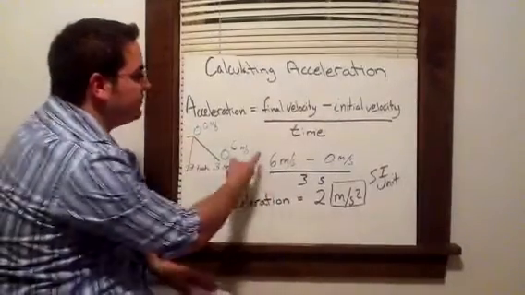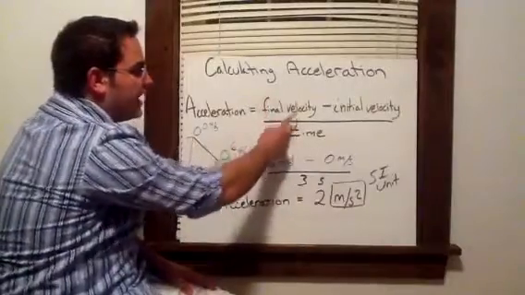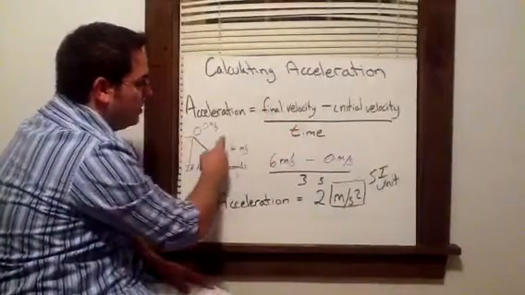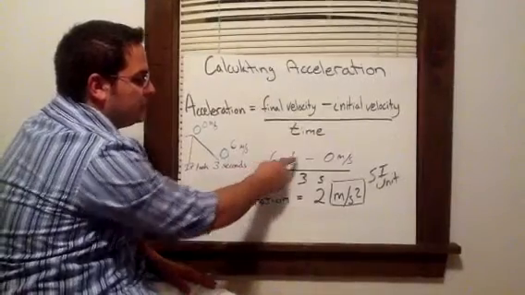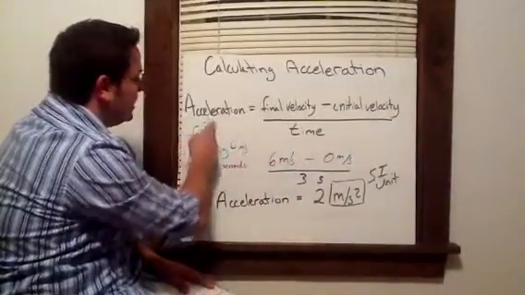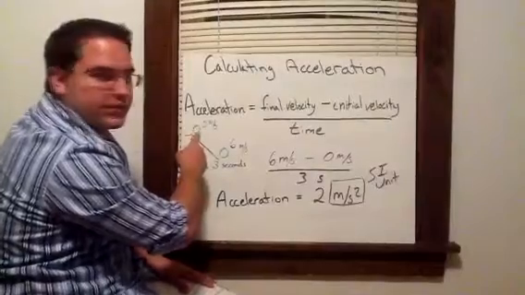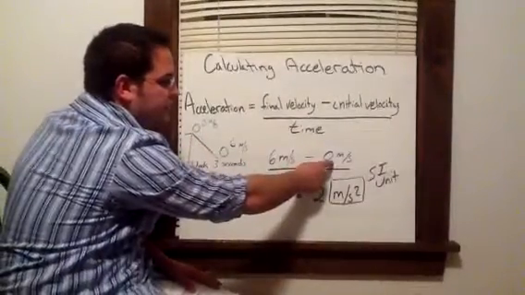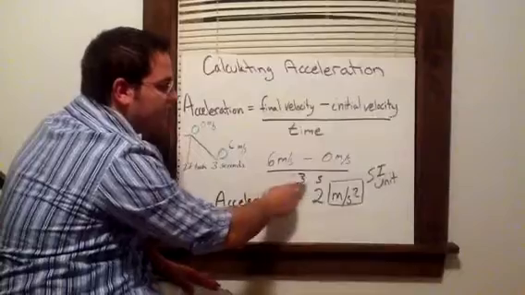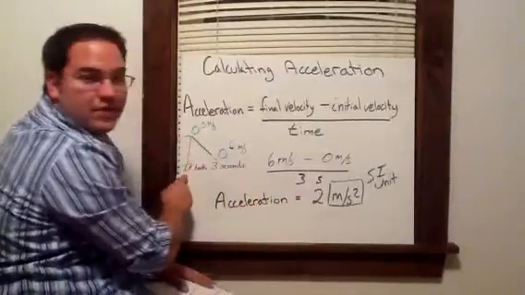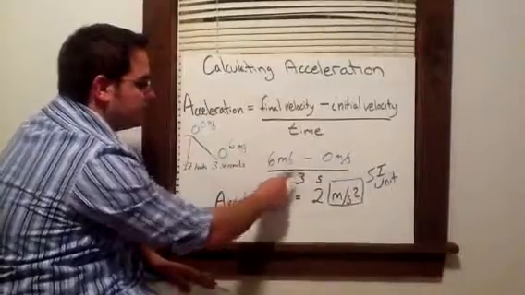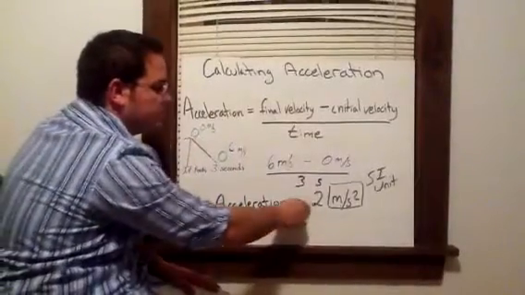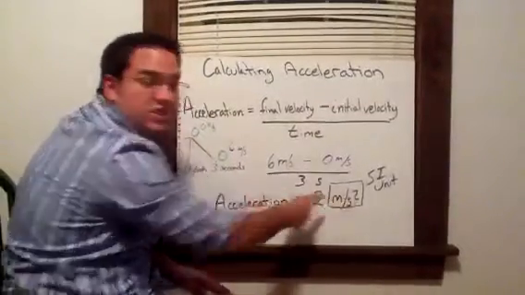Let's see where it fits in the formula. We have our final velocity, the end point of 6 meters per second. That's what goes in the first spot. Subtracting our initial velocity of 0 meters per second over here in the second spot. All that is divided by time, the time that it took from the start to the finish. It's 3 seconds. So our acceleration equals 2 meters per second squared.